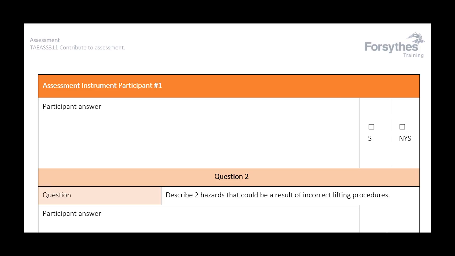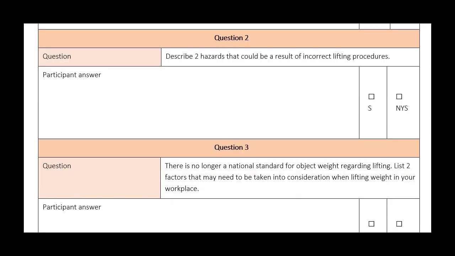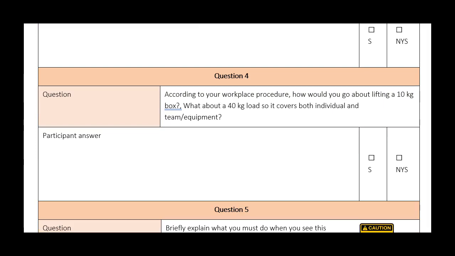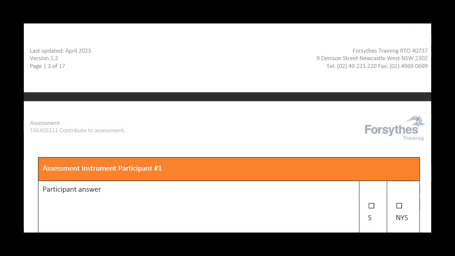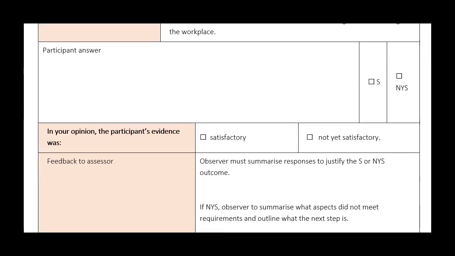So in this case, you would summarise what Billy's answer was on the video that you've seen and determine whether or not, based on looking at the marking guide, whether you would consider that as a satisfactory or a not yet satisfactory response. You would then continue to go through each of the questions. As I said, there's a total of 6, writing in what Billy has said and determining whether you feel, based on the marking guide, that's a satisfactory or a not yet satisfactory response.